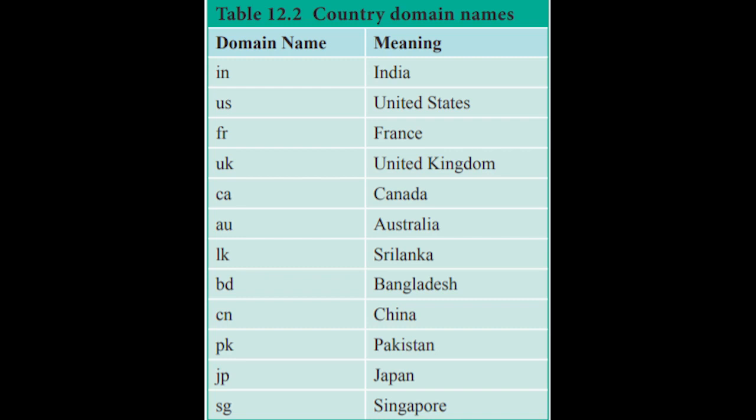When you see this domain name, you can just write the country names, right? IN means India, US, United States, FR, France, UK, United Kingdom, CA, Canada, AU, Australia, LK, Sri Lanka, BD, Bangladesh, CN, China, PK, Pakistan, JP, Japan, SG, Singapore.